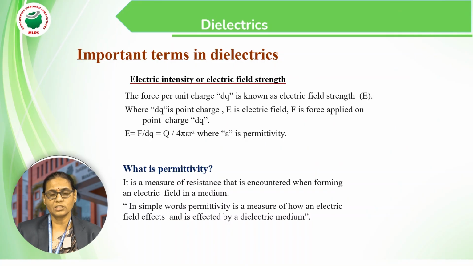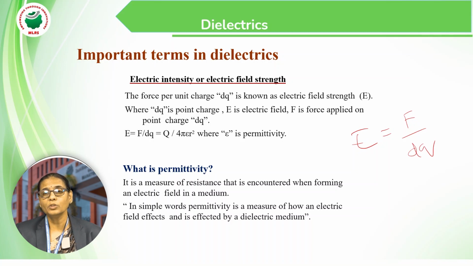Now, the next definition. Some of the important terms which everyone should remember in dielectric materials: what is meant by electric intensity or electric field strength. Generally, we represent it by the capital letter E. For example, you are having an atom. Charges are moving with respect to the applied field. Then the amount of force acting per unit charge is represented as the electric field strength E. E is equal to F by dq.